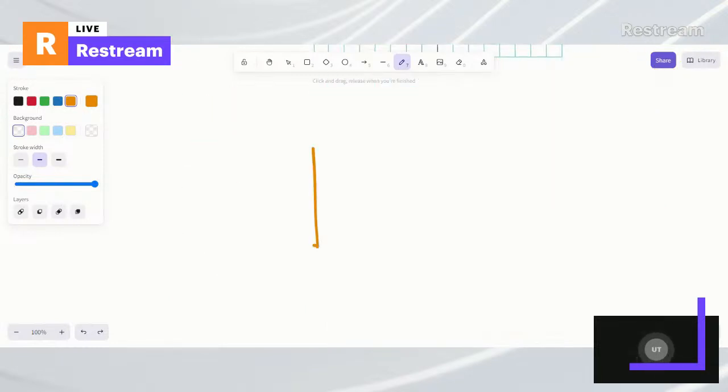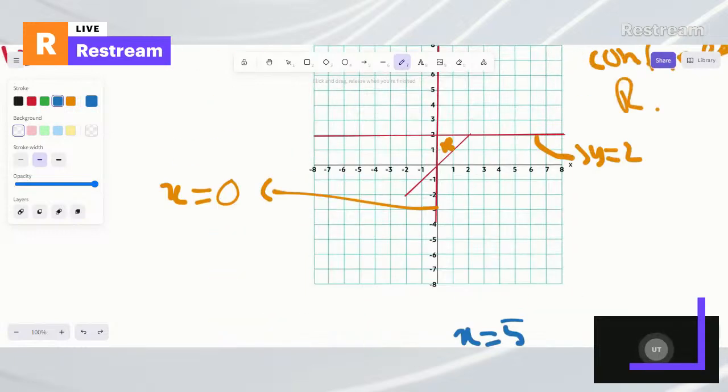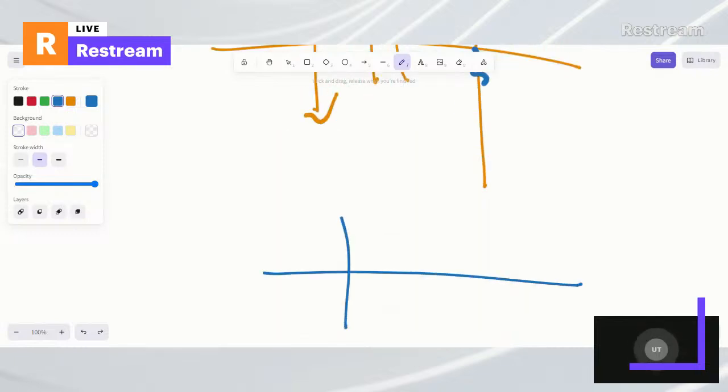So right now what you just need to remember is that the equation of any vertical straight line is the x at which it passes. Let's say it passes through 5, so we write its equation as x equals 5. And for a horizontal line, the value of the equation would be the y at which it passes.